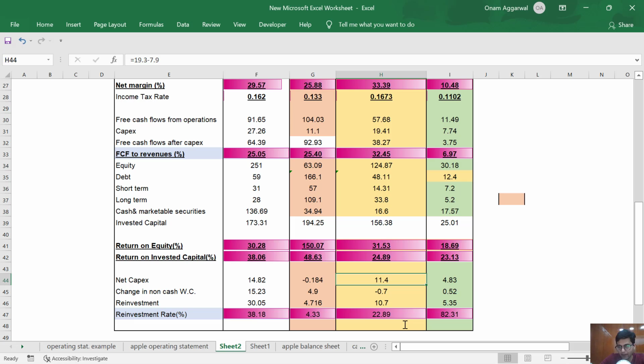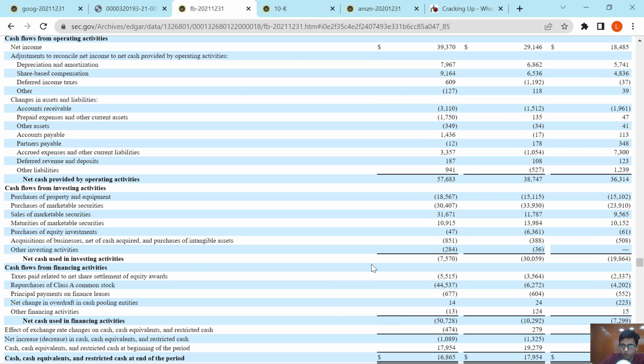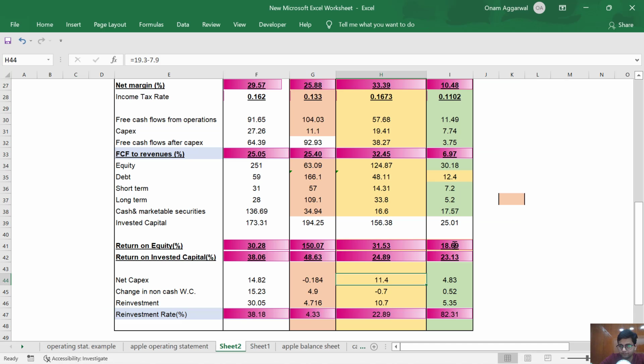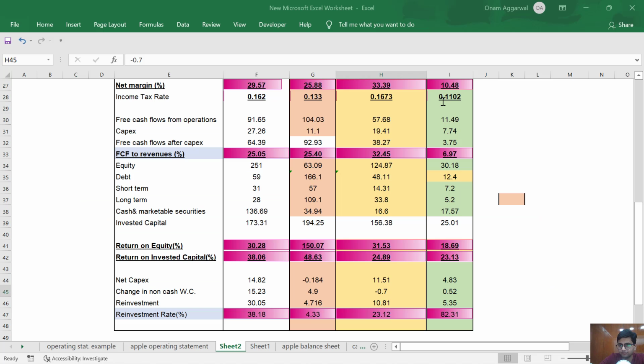Now comes our net capex to find our reinvestment. Where do we go? We go back to cash flows. We find out our capex. We know our capex, 18.567 and 851. We reduce from this our depreciation, and that depreciation is around $8 billion. So we get net capex of $11 billion.